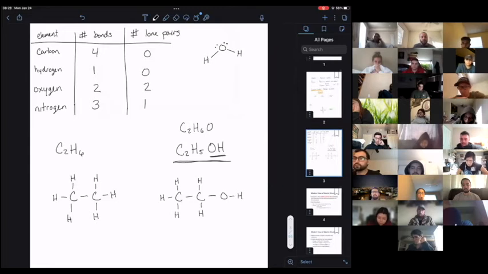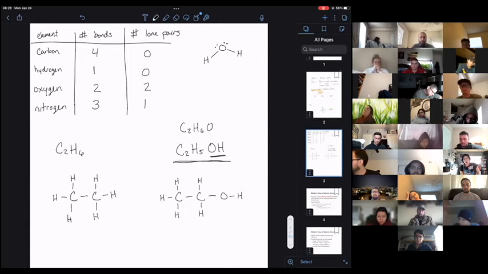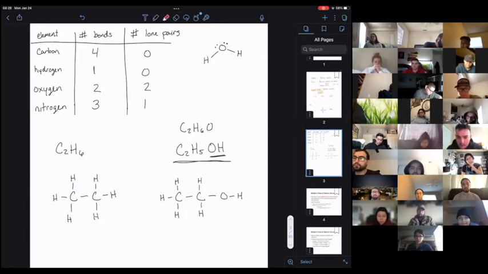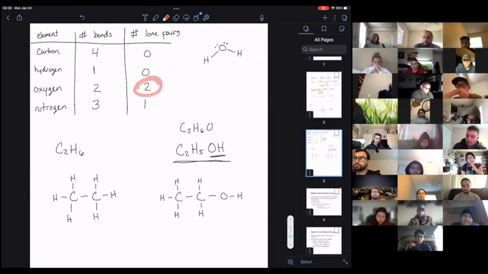Okay. The other thing I'm going to need to make sure is that, again, all elements aside from hydrogen want a full octet, right? Meaning they want 8 electrons associated with it. If I look at this oxygen right now, it has 4 electrons associated with it. So it needs 4 more to make it 8 total. Those other 4 electrons are going to be those lone pairs, right? Oxygen likes to have 2 bonds and 2 lone pairs.